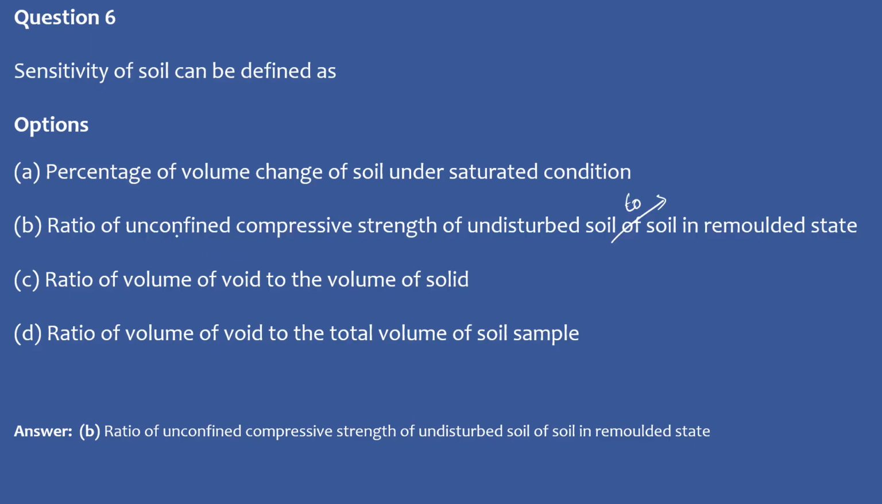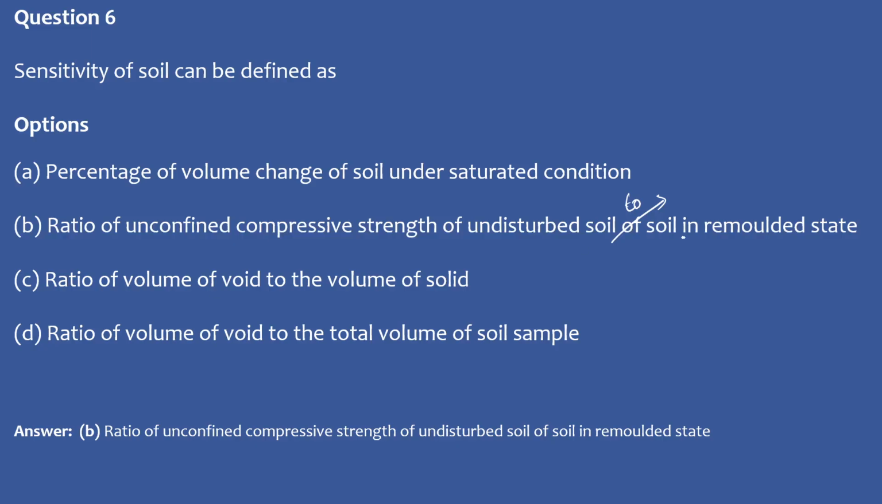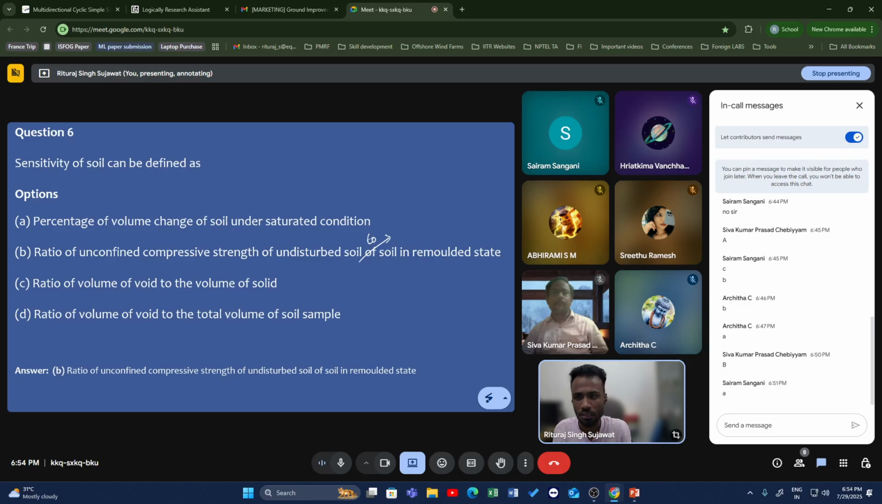So this is calculated as a ratio of the unconfined compressive strength. You perform the unconfined compressive strength test, compare the unconfined compressive strength of undisturbed soil to that of the remolded state, and take the ratio, which can be taken as the sensitivity of the soil. That was the definition of sensitivity of the soil.